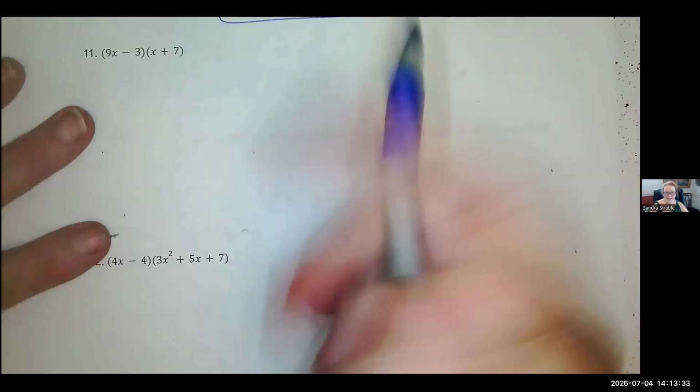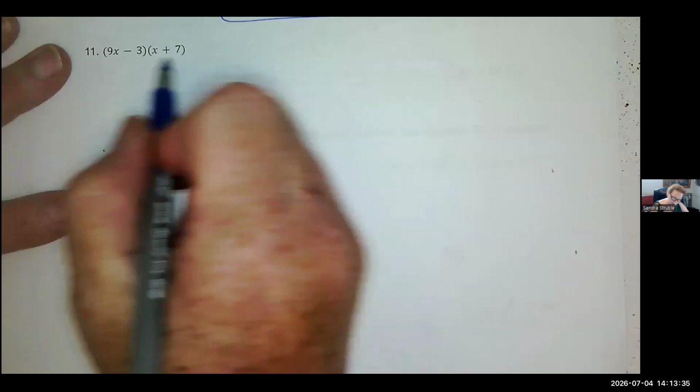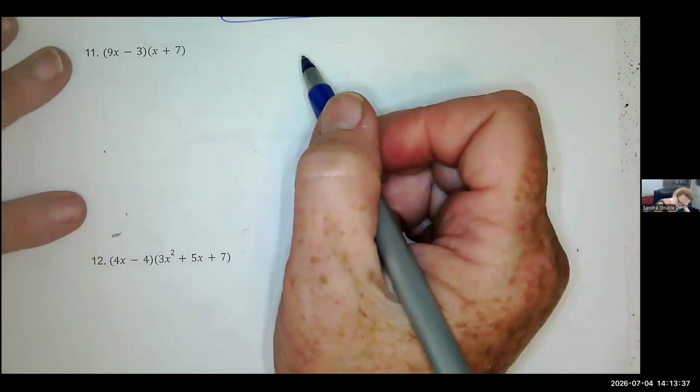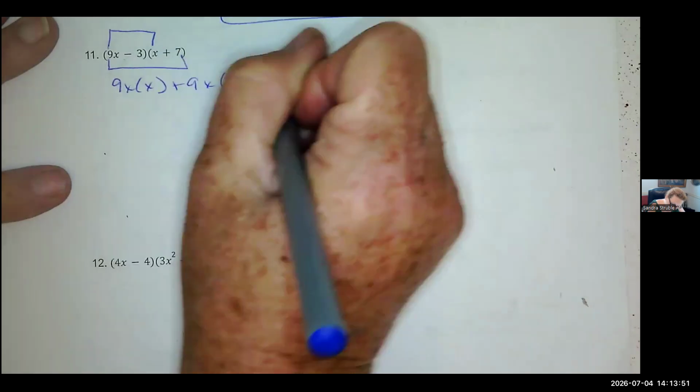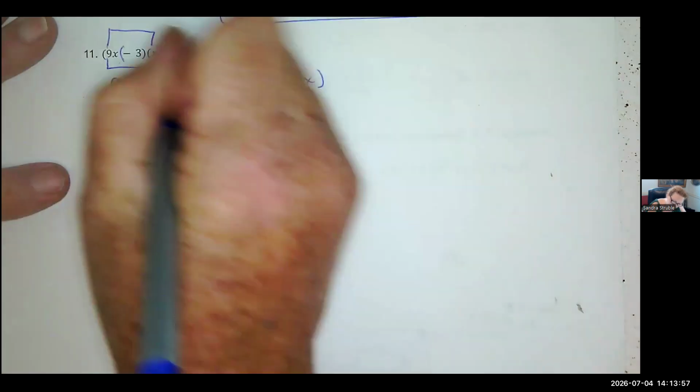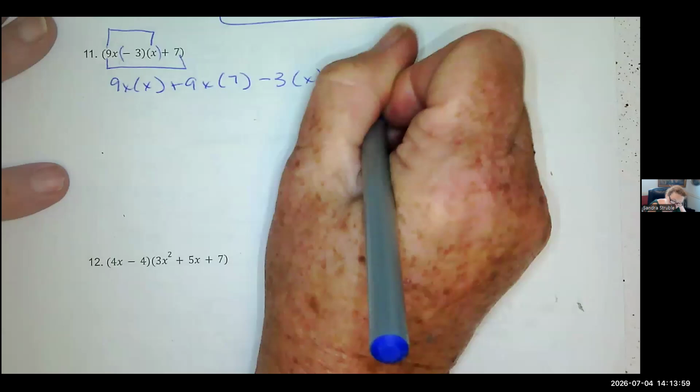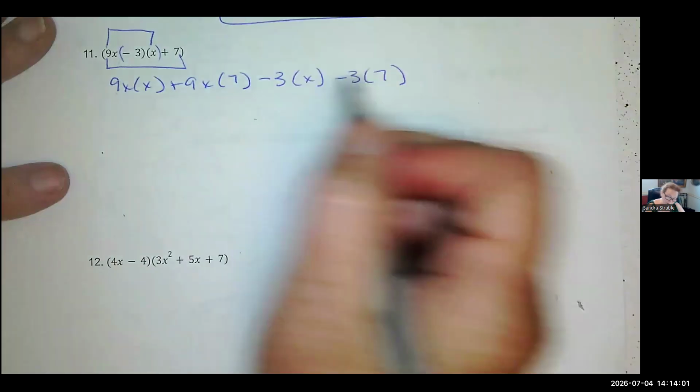In this case, same thing: FOIL, box, distributive method. For this one, I'll do FOIL. So the first two numbers, 9x times x. The outer two numbers are plus 9x times 7. And the inner two numbers are minus 3 times x. And then the last are minus 3 times 7. Now we simplify, then combine like terms.